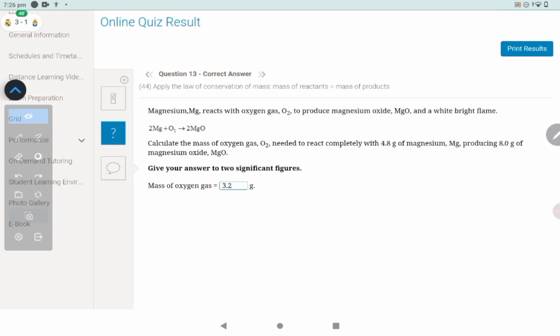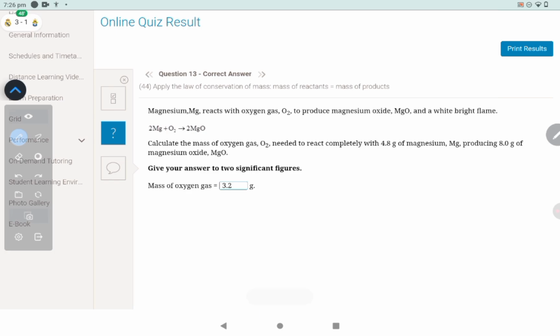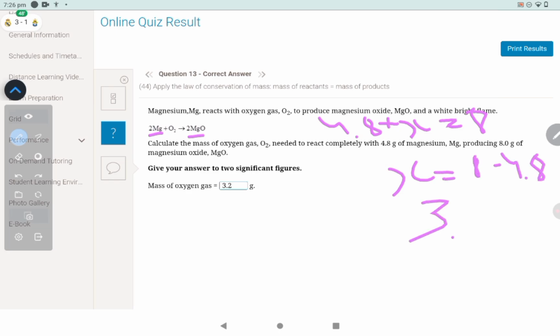Okay, now this one, we have the mass of oxygen gas. Magnesium, Mg, reacts with oxygen gas, O2, to produce magnesium oxide. Calculate the mass of oxygen gas. Now they gave the other values. Magnesium is 4.8 grams, and it produces 8 grams of magnesium oxide. So 4.8 plus the mass of O2, I'll name it X, is equal to 8. Just subtraction. X is equal to 8 minus 4.8. We get 3.2.